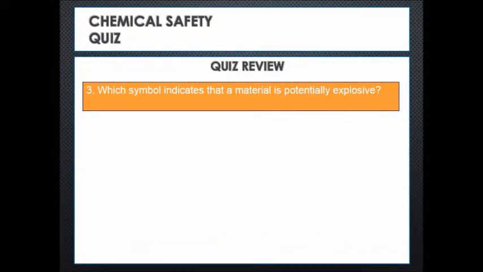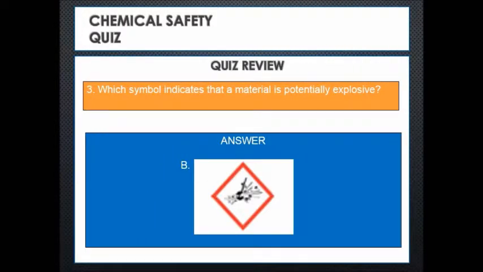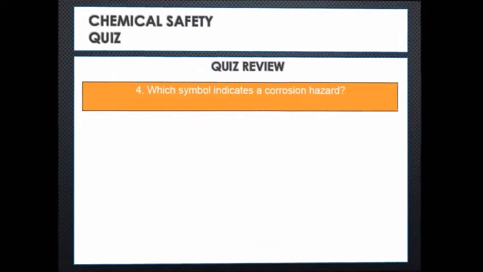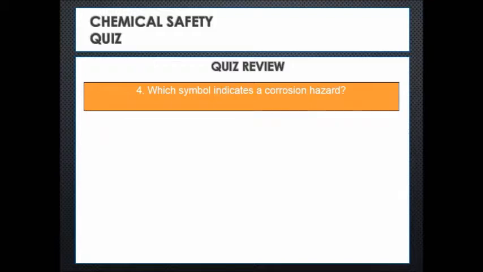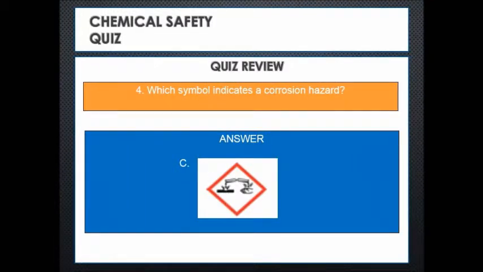Question 3. Which symbol indicates that a material is potentially explosive? Answer B. The exploding bomb indicates that a material may be explosive. Question 4. Which symbol indicates a corrosion hazard? Answer C. This pictogram shows materials causing harm to metals or skin.